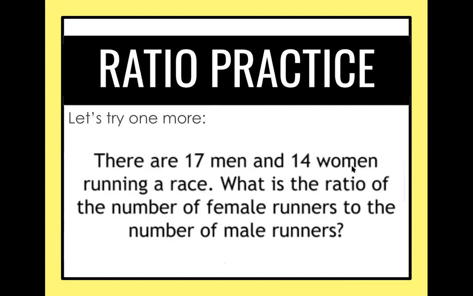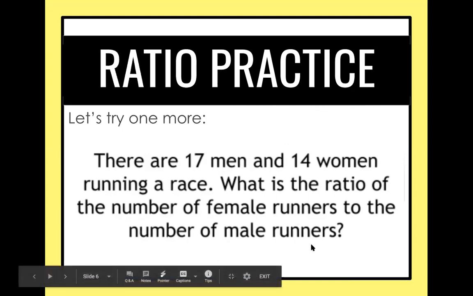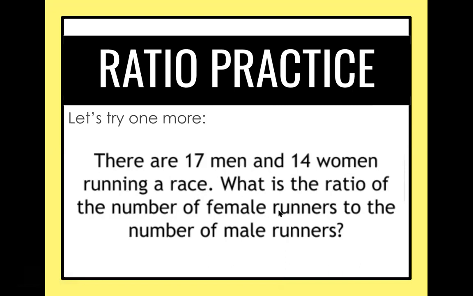Let's try one more. There are 17 men and 14 women running a race. What is the ratio of the number of female runners to the number of male runners? So let's look at the information. We have 17 men and we have 14 women. But when I look at my question, they want the ratio of the number of female runners to the number of male runners. So I have to ask myself, which did they want first in my ratio? And they listed female runners first in the question. So that is the number that I need to list first in my ratio in my answer.